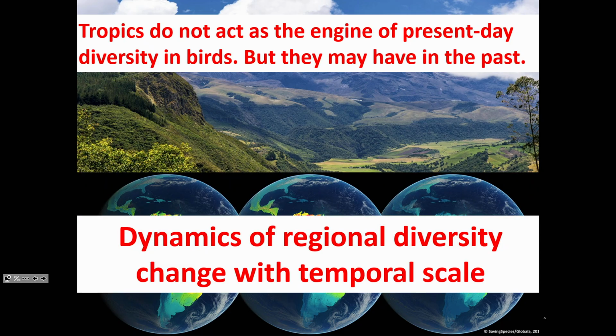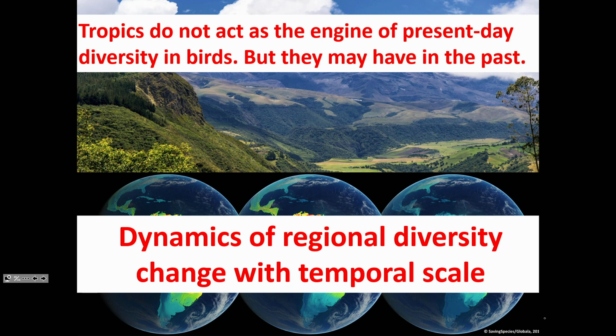If there were to be maybe one big take-home message from this, it is that the tropics do not act as the engine of present-day diversity in birds, but they may have in the past. So in the past, the tropics showed fast diversification, but today it's the temperate regions. So if the tropics act as the engine of diversity, that's a historical function, but today it's the other regions which act as the engine of diversity.